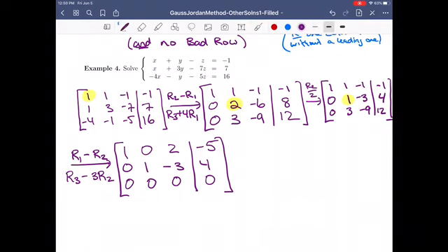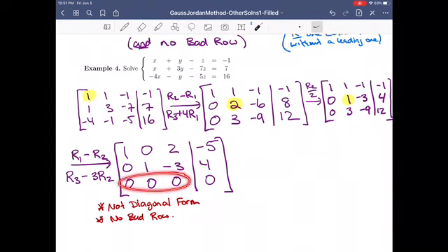So, we don't have diagonal form. We don't have a bad row, because this last row is not bad because it's all zeros equals 0. So that's going to be 0 equals 0. That's not a bad thing.